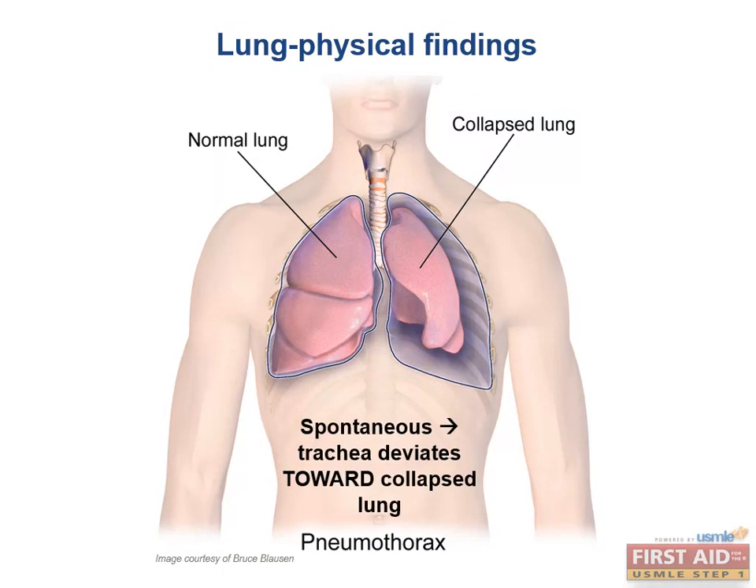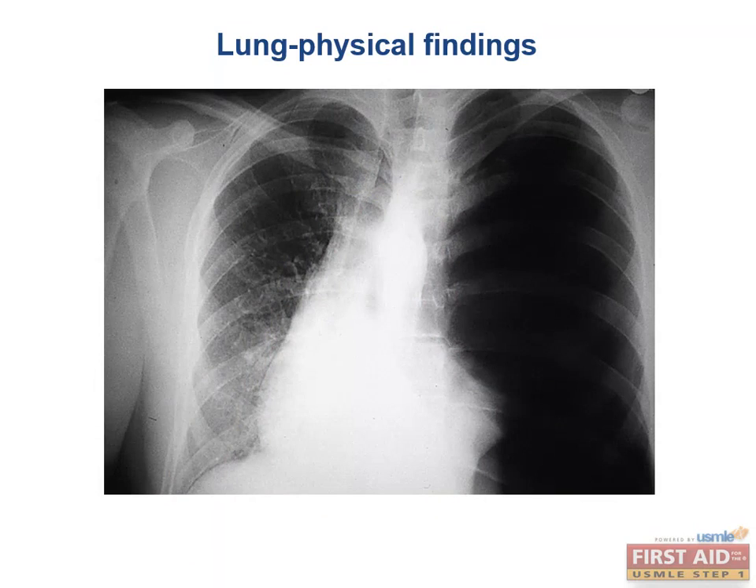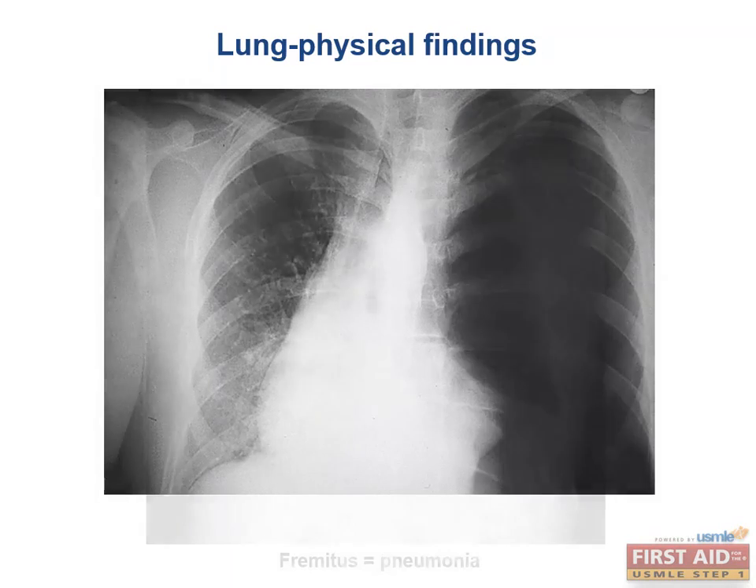With a tension pneumothorax, the tracheal deviation would be away from the side of the lesion because the trapped air on the side of the collapsed lung pushes the mediastinal structures, like the trachea, to the other side, as you can see here in this chest x-ray.